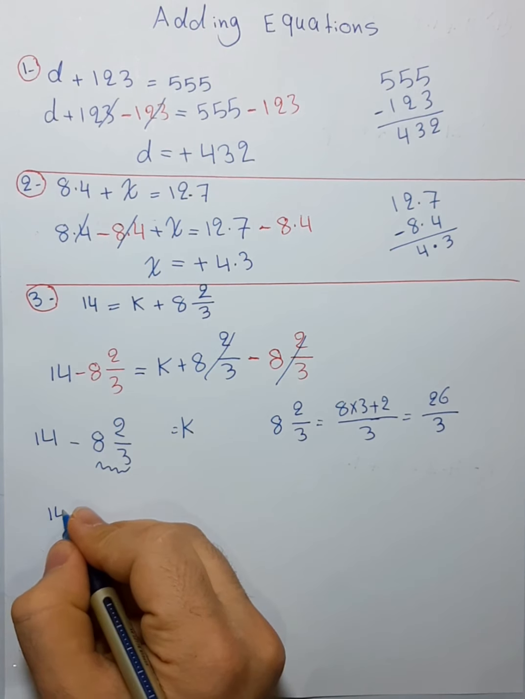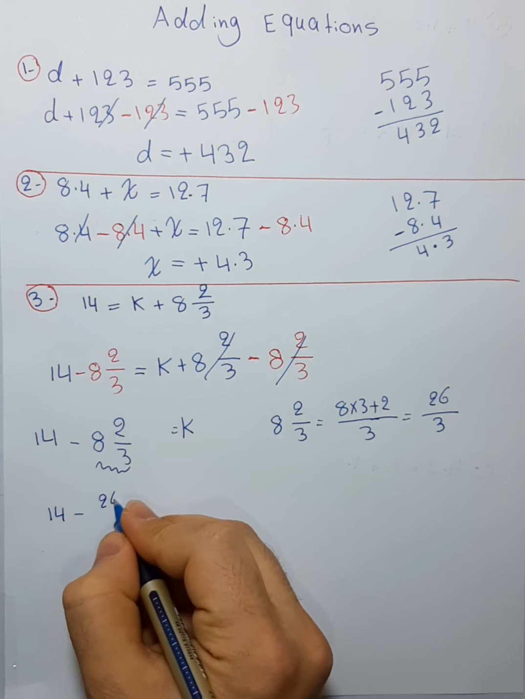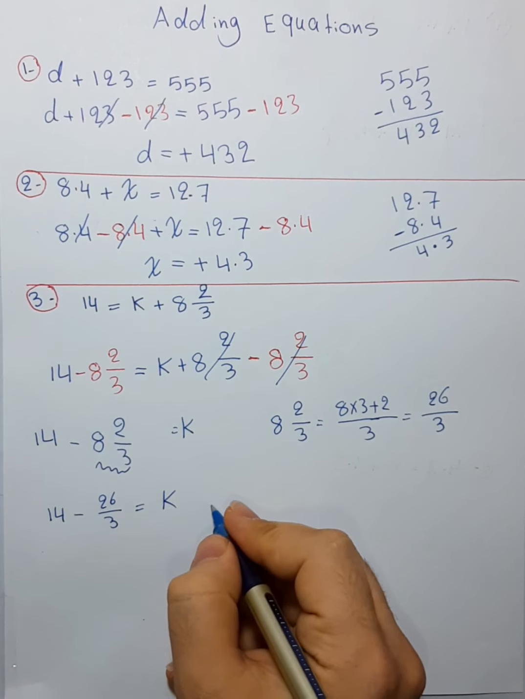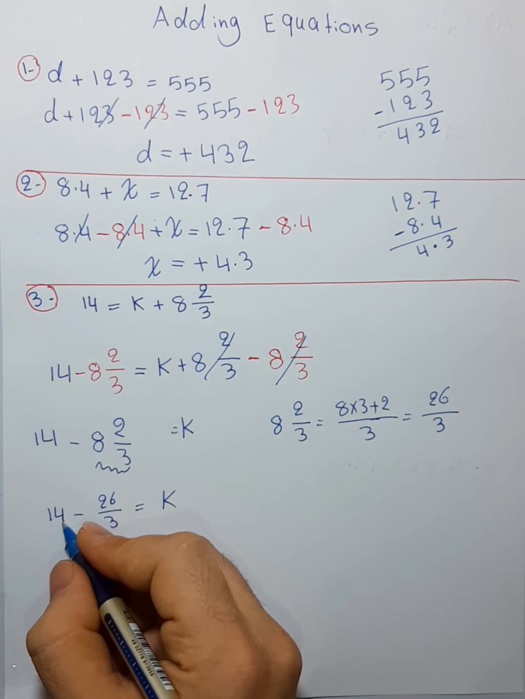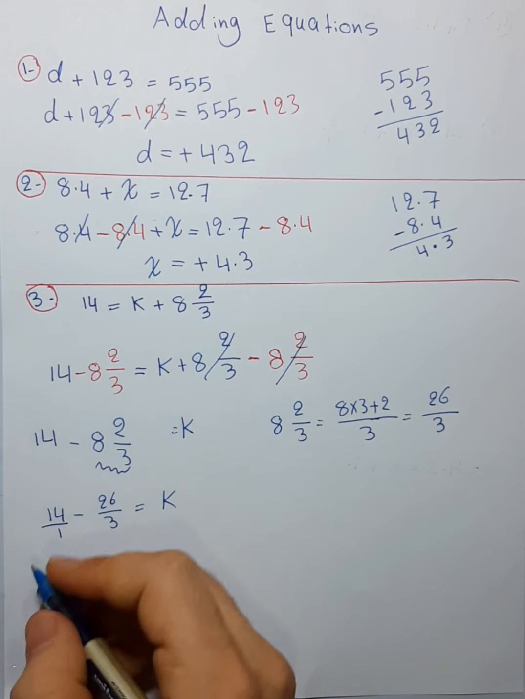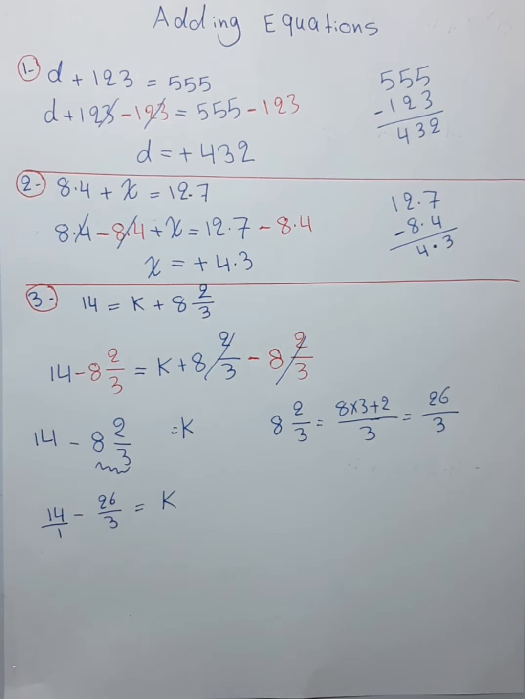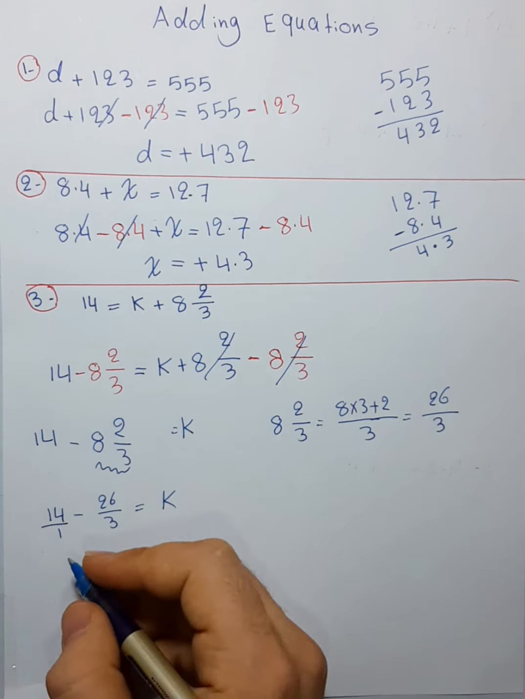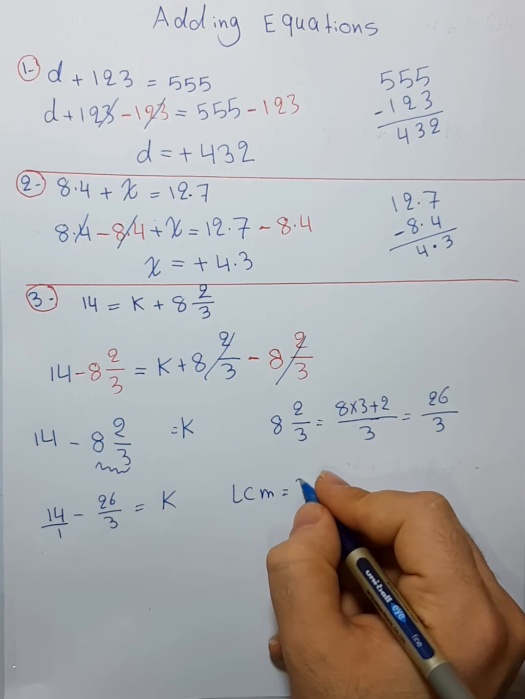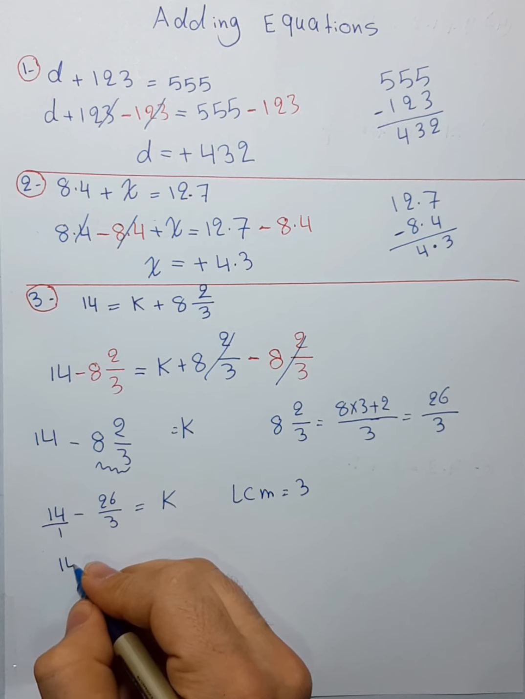Now we have 14 minus 26 out of 3 equal to k. We have to change this whole number to fraction by writing 1 as a denominator. We have 14 out of 1 minus 26 out of 3. Now we have two fractions. We have to find the least common multiple for 1 and 3. Least common multiple for 1 and 3 equal to 3. So we have to change this fraction.